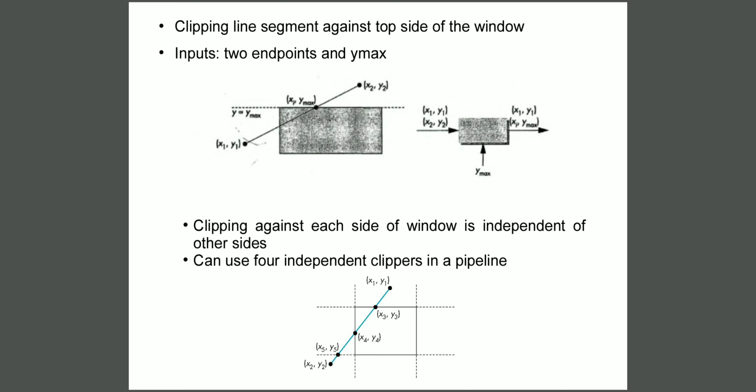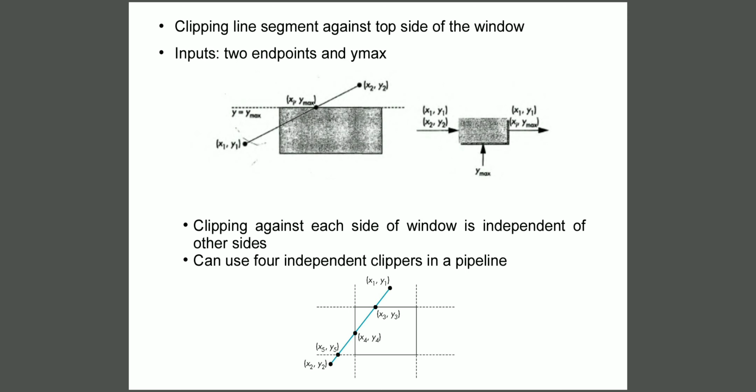Now as an example, we'll consider clipping a line segment against the top side of the output window. To understand that, here we have a diagram. The rectangle is your output window, and there is a line segment identified by the endpoints x1 y1 and x2 y2. We need to perform clipping of this line segment with respect to the top side of the output window. Now we are giving an input to a clipper. In the second part of the diagram, we have a clipper, identified by the rectangle in the center.